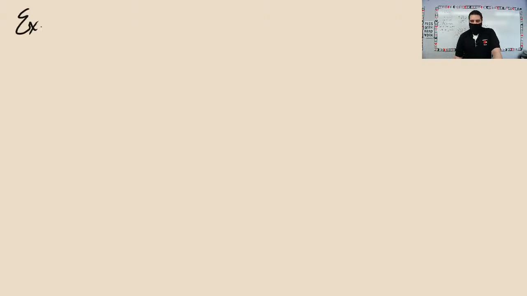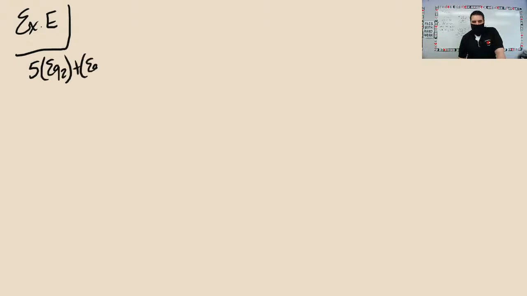We get example E. We're told to perform 5 times equation 2 plus equation 3. So we're taking one, and this one's going to involve quite a bit more math. But keep in mind, this notation means that we're going to be replacing equation 3 at the end. Okay, so let's go through and write our given.